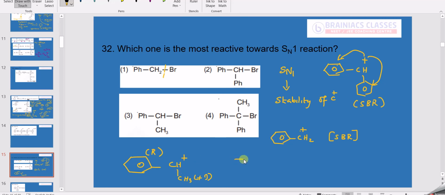But if you look at the last one, there are two benzene rings stabilizing, along with one CH3. So I can say these two will stabilize by resonance and this will by plus I effect. So the most stable one is option 4. If this is the most stable carbocation, then this corresponding alkyl halide will react very fast. As I told you during the last class, first step is remove the halogen, form the carbocation, check which carbocation is more stable. Then the corresponding alkyl halide will be most reactive.